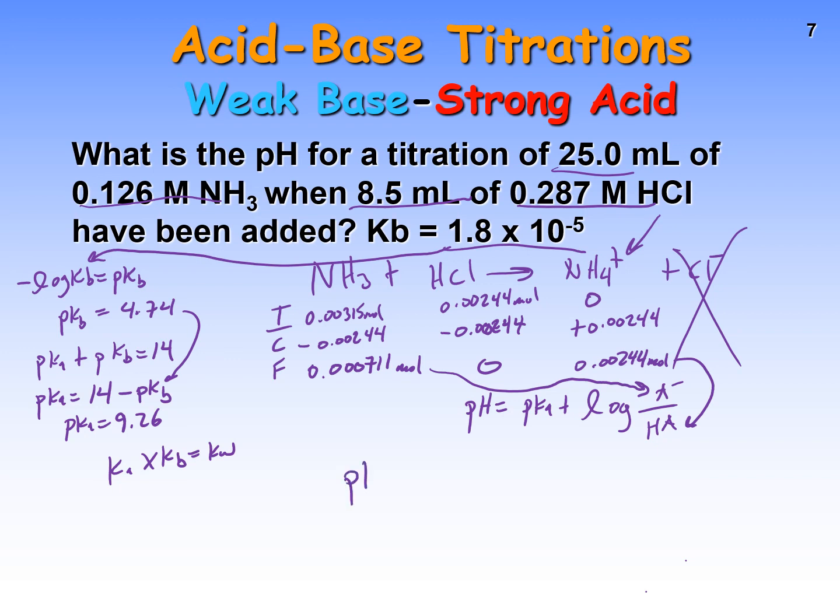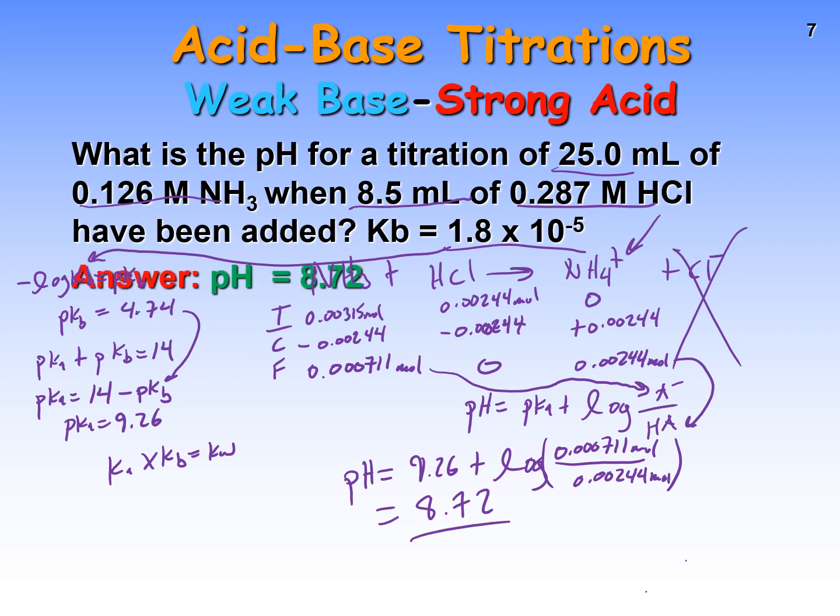So now I can just plug in and go, okay, 9.26 plus the log of my weak base, which is 0.000711 moles, over 0.00244 moles. Remember, in Henderson-Hasselbalch, it doesn't matter. You can use concentration or moles. I'm just going to use moles. Not a big deal here. And we can hit equals on our calculator and get our final answer. So our pH ends up being 8.72. And that's our answer to this problem.